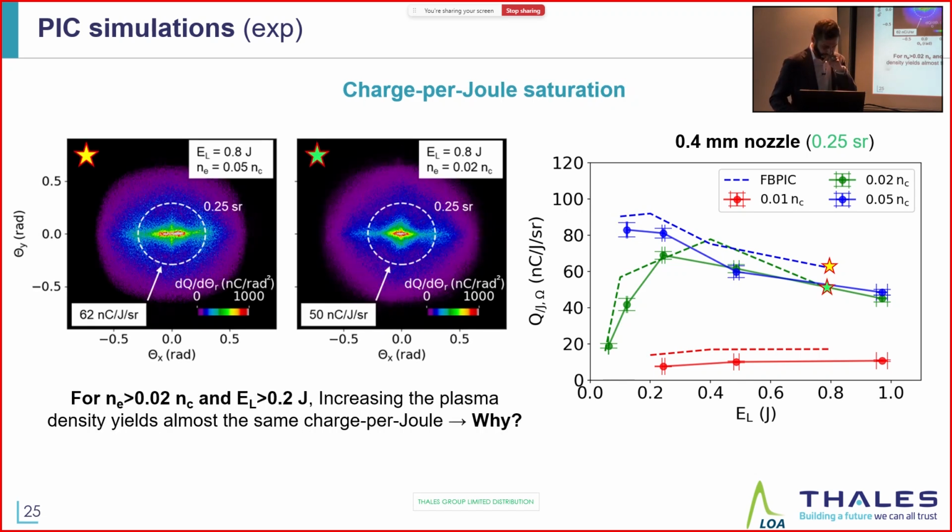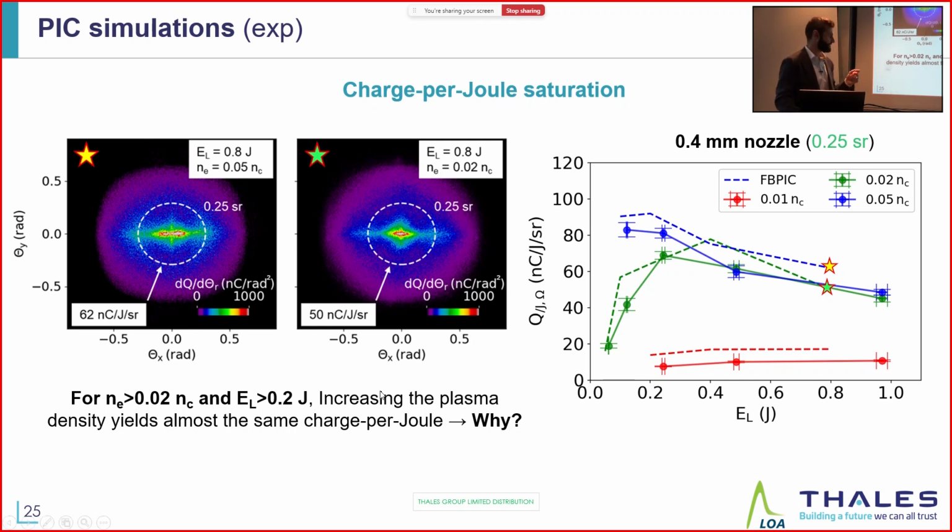And here you can see, again, these 2 angular distributions. In this case, it's the same laser energy for 2 different plasma densities, and again, it seems to be pretty consistent with the experimental findings. It seems that increasing the plasma density doesn't really yield a huge increase in terms of the charge per joule.